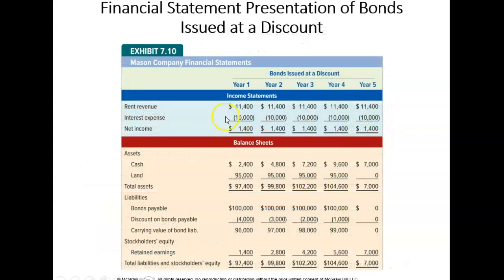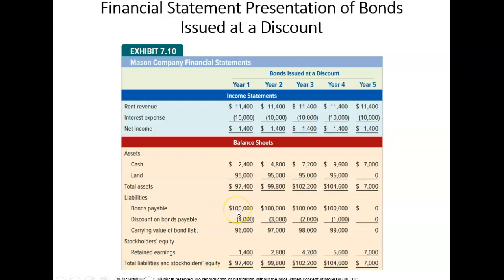Okay, so here is a summary of the bond issued at discount. Here is showing the rent revenue each year, the interest expense, and the net income. The land account again had a value of $95,000, but once it was sold in year 5, it's down to zero. Here's what I want you to really focus on.